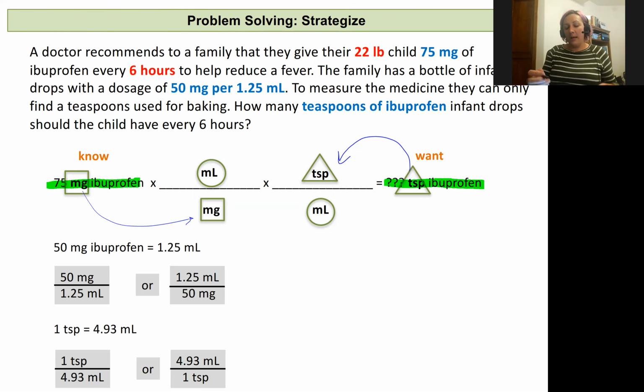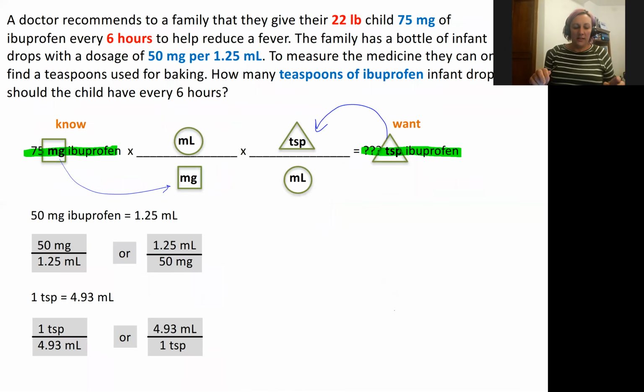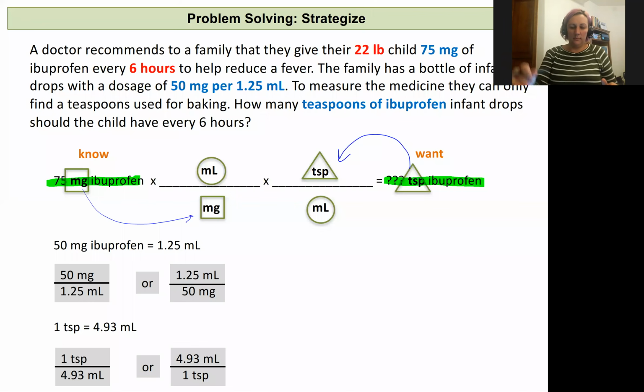So at that point, I could hope that there's a conversion factor from milligrams to teaspoons that I could use. And I don't have that information in my problem. And if I go and look it up, it's not going to be something that I can find. It's a density essentially, or concentration. So I need to find something that goes in between the two.